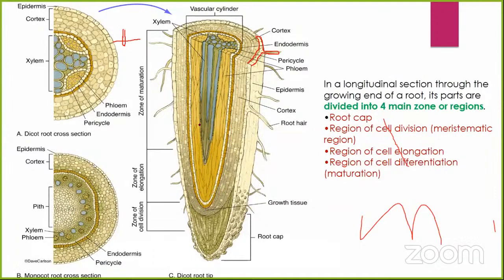I've been telling you that you are supposed to know the transverse section of the root of a monocot. A monocot is any plant that looks like grass. Also in Uganda, grass, you know, grass. Now you get the roots of the grass, okay?